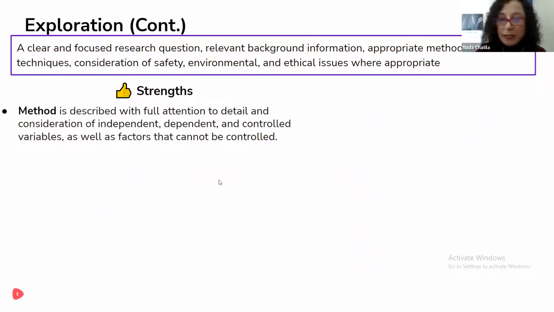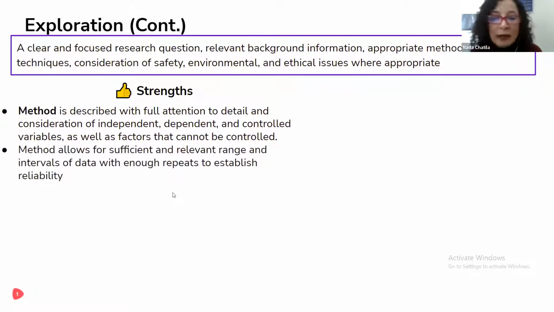With regard to the third descriptor, which is the method, a strong method would be fully described with attention to detail and consideration of independent, dependent, and controlled variables, as well as the variables that cannot be controlled. Please note that the student is not required to have a table with the independent, dependent, and controlled variables explicitly identified. This is not a requirement. If they are attended to within the method, then this is fine. The method does not have to be bulleted. It can be written as a paragraph. It's fine.